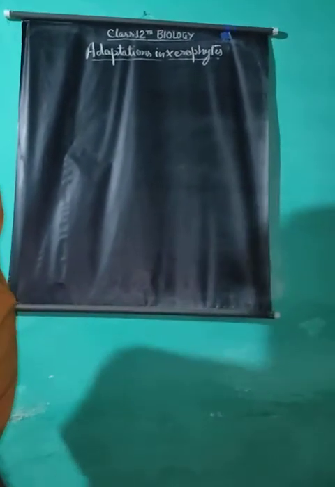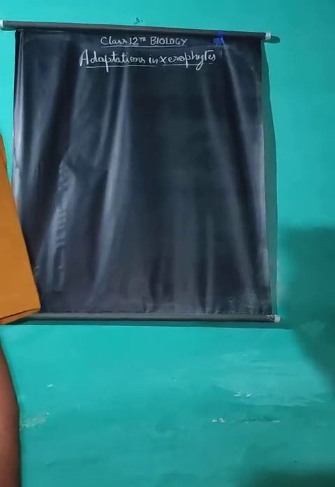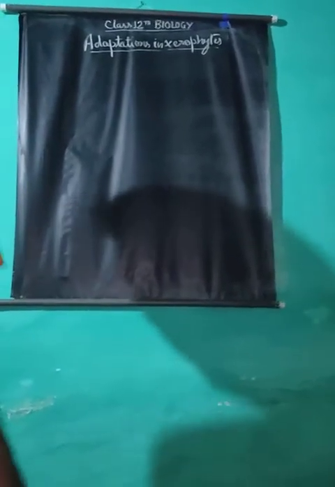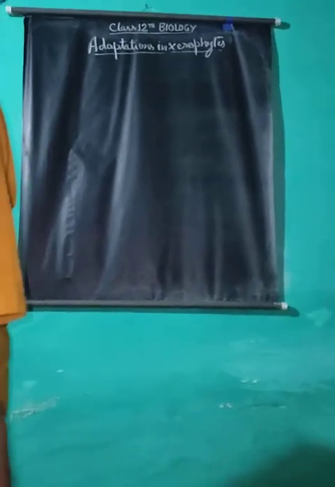Unit 5, chapter 13, organism and population. Today's topic: adaptations in xerophytes. Some special features are found in xerophytes in their morphological, anatomical, and physiological characteristics to tolerate extreme drought or water deficient conditions. These features are collectively termed as xerophytic responses or adaptations.